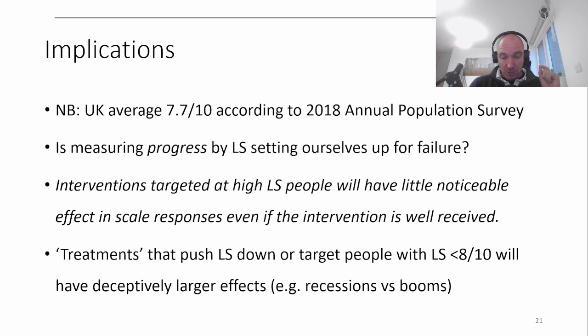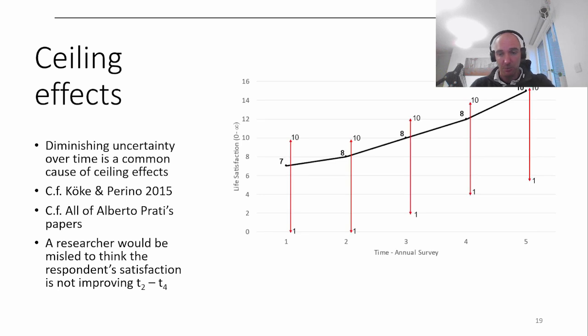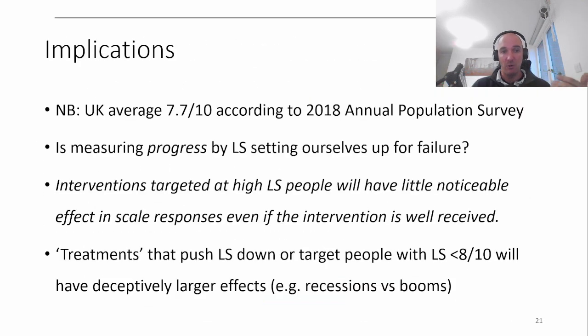Now, there are some concerning implications of this for public policy analysis. So in the UK, according to the 2018 annual population survey, the average life satisfaction was 7.7 out of 10. So if we're thinking that we should measure social progress in terms of whether life satisfaction is going up, maybe we are already at the top. And so now, things that work for people, because of this ceiling effects problem, will be buried. We won't see the improvement, and so nothing will seem to work, when actually it's just that people are recalibrating their whole scale rather than their scale response.